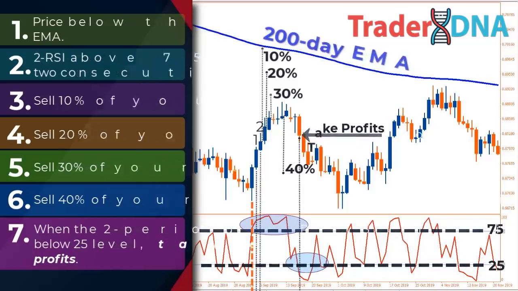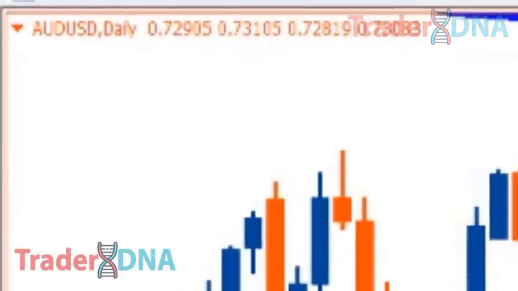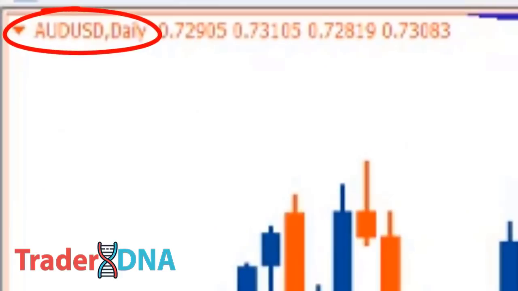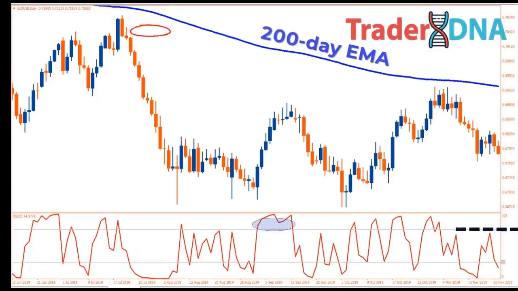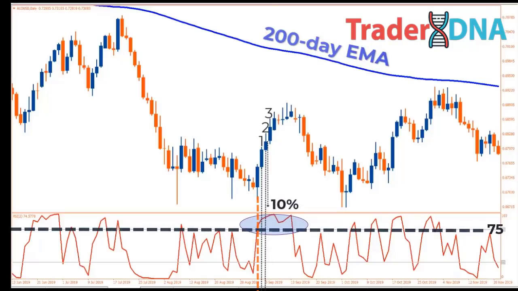Once again, here is how the short RSI moving average martingale trade process works. First, the Australian dollar United States dollar daily chart is below the 200-day exponential moving average, and the two-period RSI closes for the first day above the 75 level. Second, RSI closes above the 75 level for the second day in a row, so we sell 10% at the close. Third, price closes higher than the first position entry. We sell 20% at the close. Fourth, price closes higher than the second position entry. We sell 30% at the close.